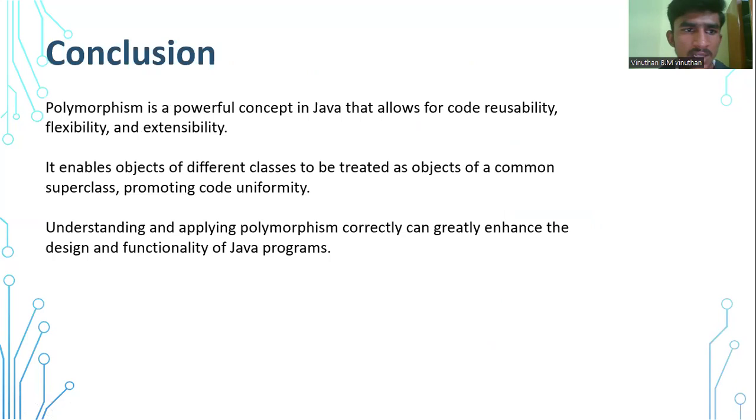And the last is the conclusion. Polymorphism is a powerful concept in Java that allows for code reusability, flexibility, and extensibility. It enables objects of different classes to be treated as objects of a common superclass, promoting code uniformity. Understanding and applying polymorphism correctly can greatly enhance the design and functionality of Java programs.